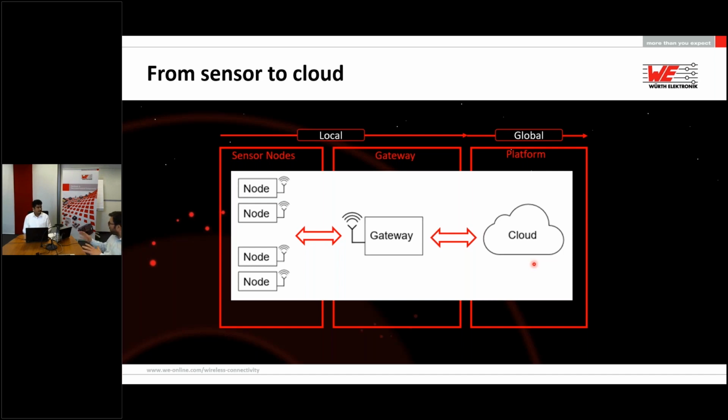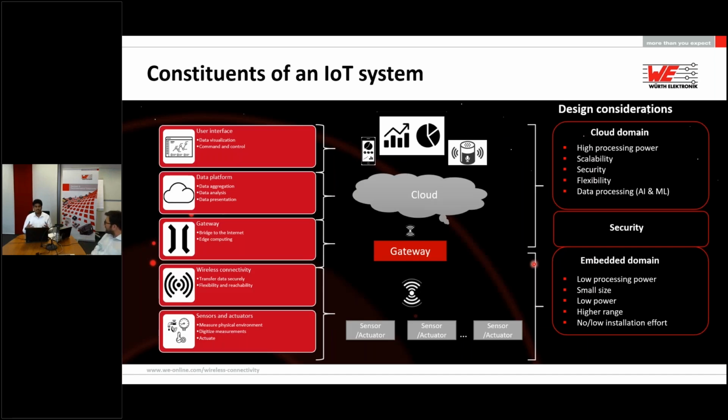Okay, so put it simply, you have a node, you have a gateway, you have a cloud. That's an IoT system. Yeah, sure. Okay. But can you explain to us how it actually looks like? So yeah, that's the thing. It seems to be really simple, but it is also a little bit complex.